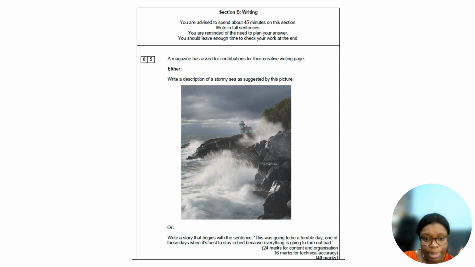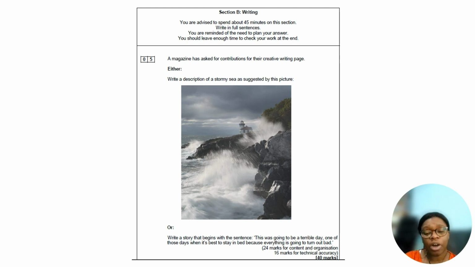As you can see on my screen, the first question says, write a description of a stormy sea as suggested by this picture, or write a story that begins with the sentence, this was going to be a terrible day. Now, I recommend doing the descriptive writing because it's easier, okay? Unless you have a profound understanding of how narrative structure operates, okay? Writing stories is very difficult, okay?